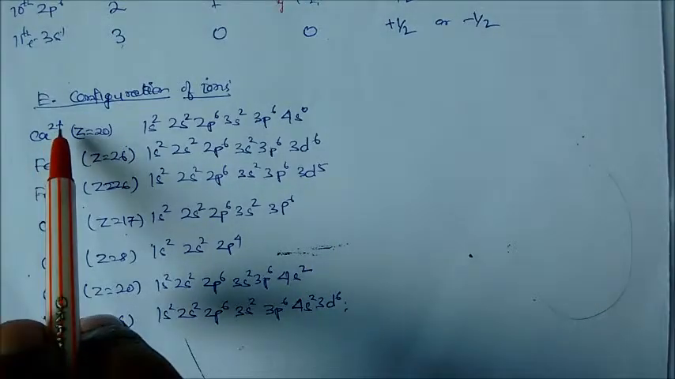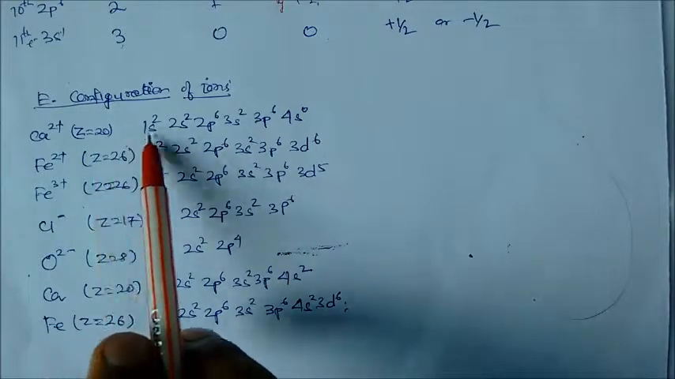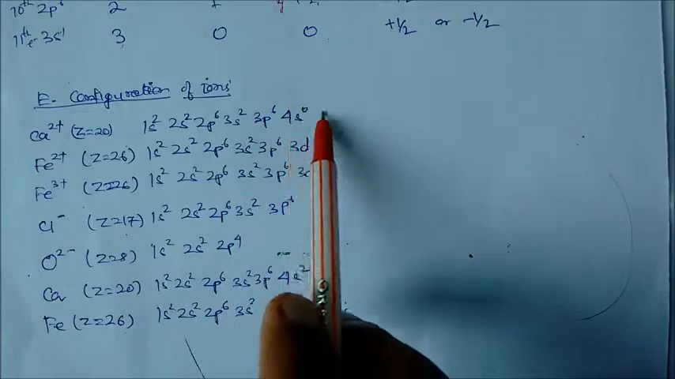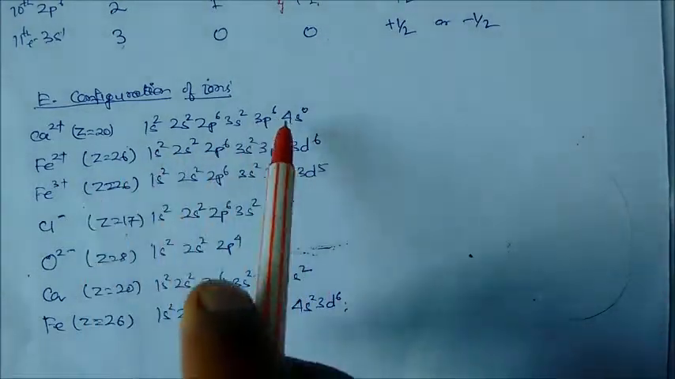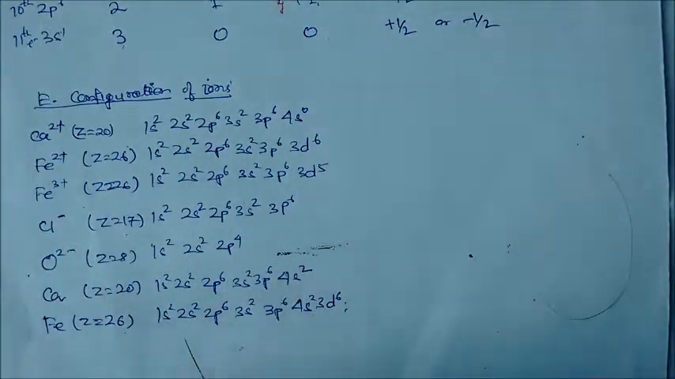Calcium dipositive means it has 2 fewer electrons. So the configuration is 1s2, 2s2, 2p6, 3s2, 3p6 and 4s0. This you can write or you cannot write, it depends on you. 4s0 means no electron. If you write 4s2, this will be the calcium atom. So here I have given this example also. Here 4s2 is there. You can see clearly.